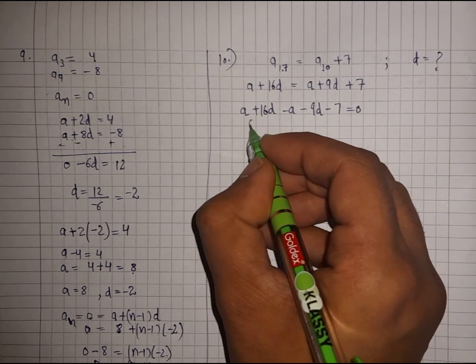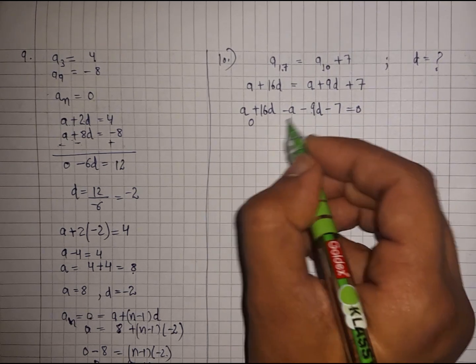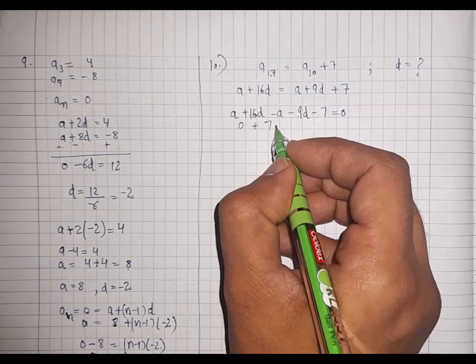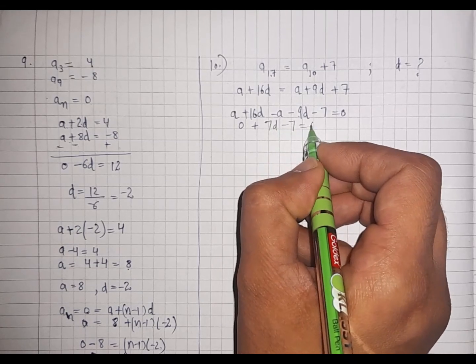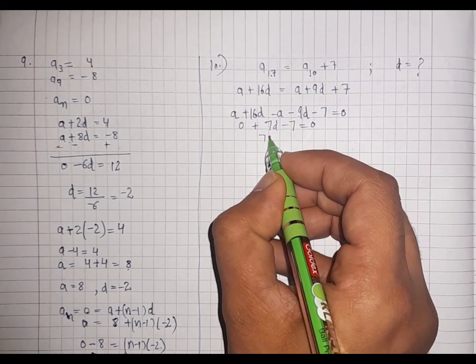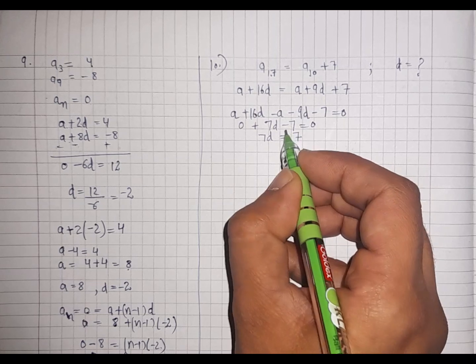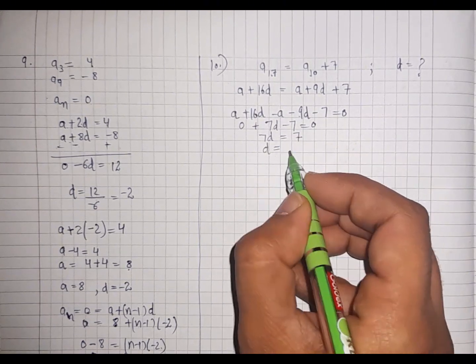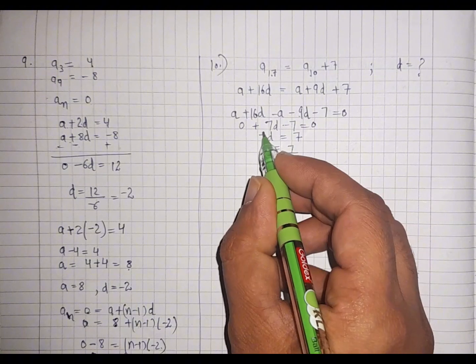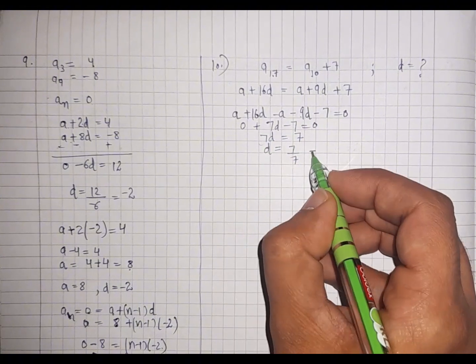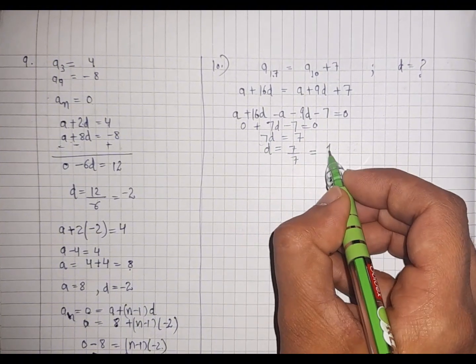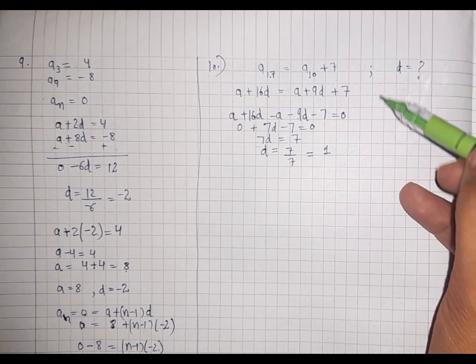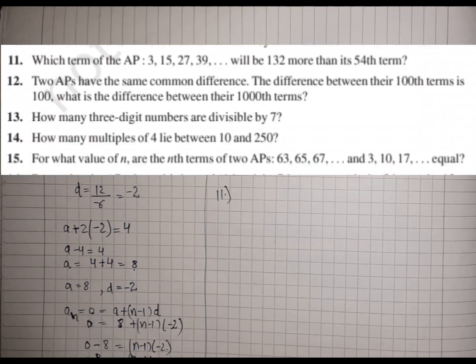a minus a is 0. 16d minus 9d = 7d, minus 7 = 0. Now 7d = 7 after taking minus 7 to the right hand side, and d = 7 upon 7 after taking 7 to the right hand side. We will have d = 1. So the difference is 1.